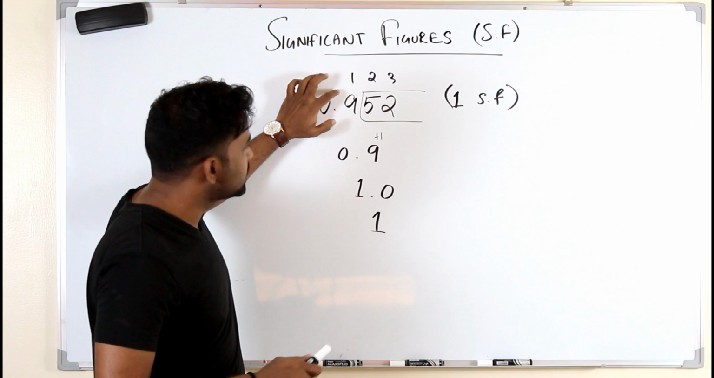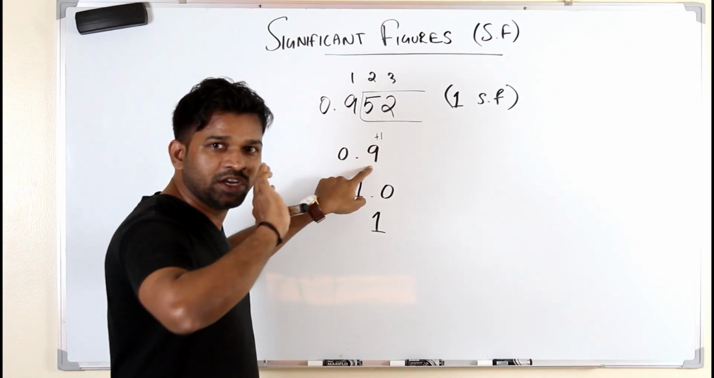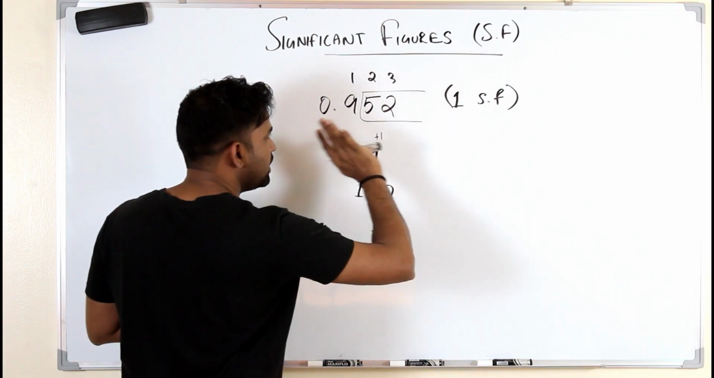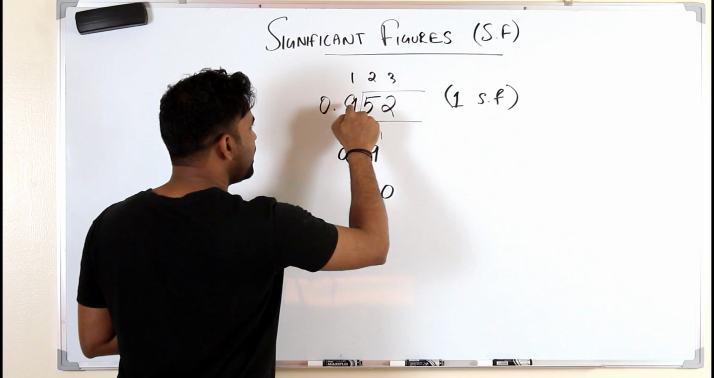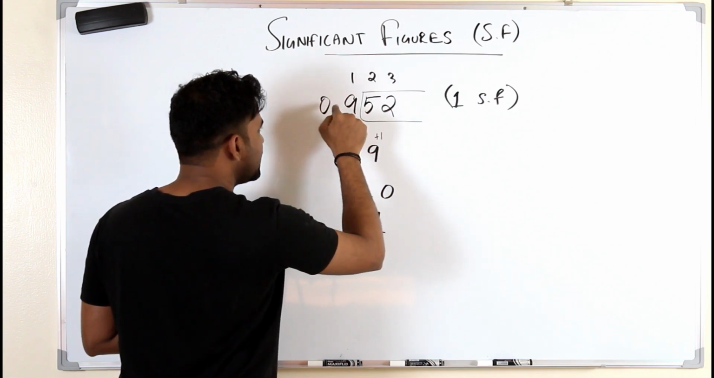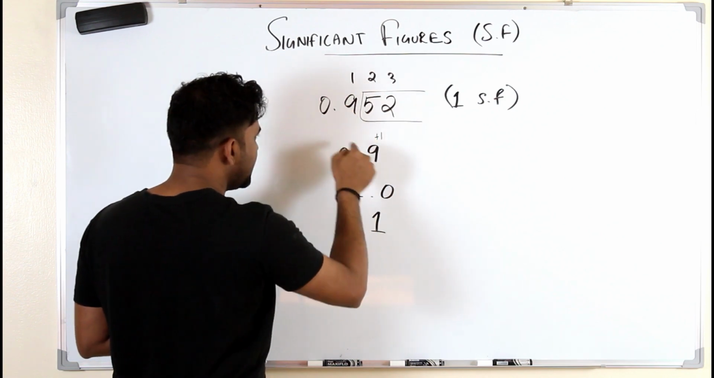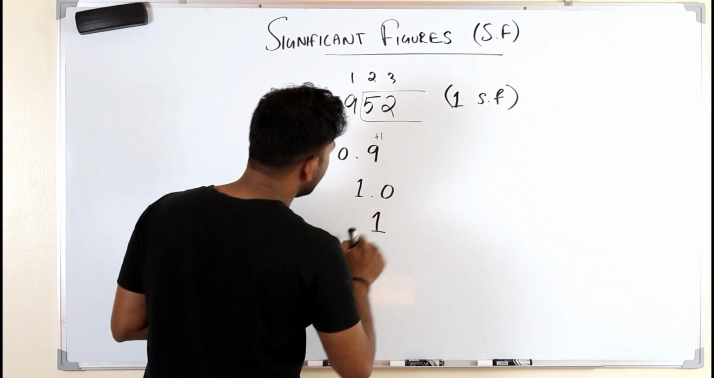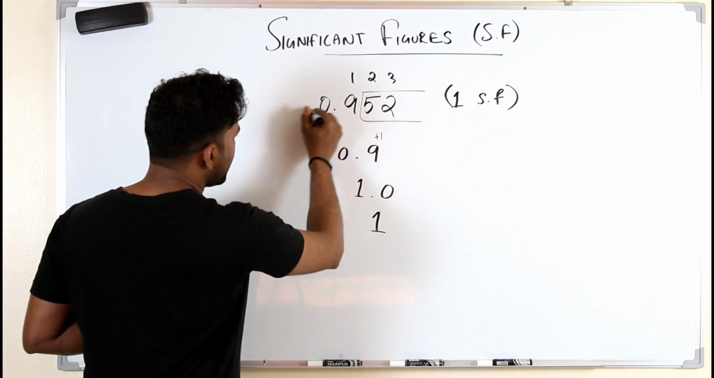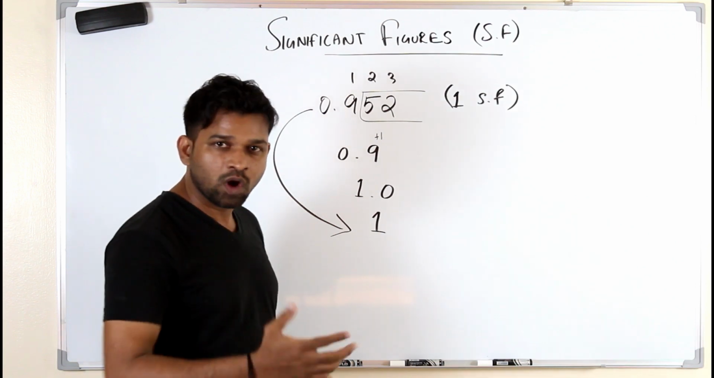You see here, the only one significant figure is 0.9, and you need to omit the rest of the numbers. Okay, we leave the rest of the digits. But since it is 5, you need to add 1 here. When you add 1 here, 0.9 becomes 1. 9 plus 1 is 10. So the 1 comes to this side. So it will become 1. So when you write this number in 1 significant figure, you will get 1.